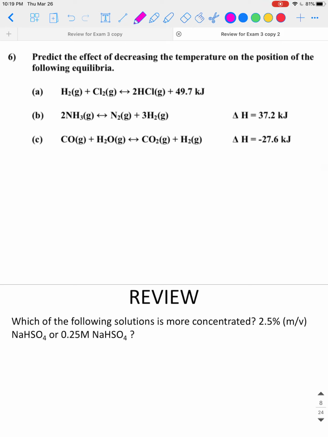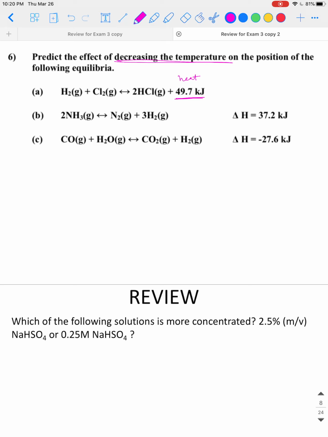Next problem. Predict the effect of decreasing the temperature on the position of the following equilibria. Decreasing the temperature. So we're just going to predict, is it going to shift left or right if we decrease the temperature? On reaction A, we see that the energy term, which is heat, is a product. So this is an exothermic reaction.